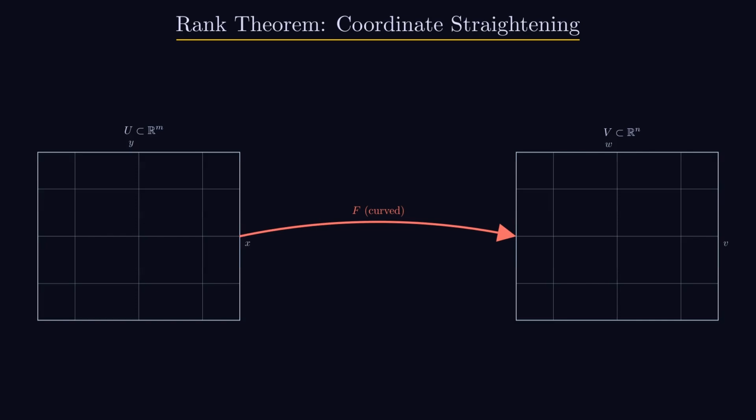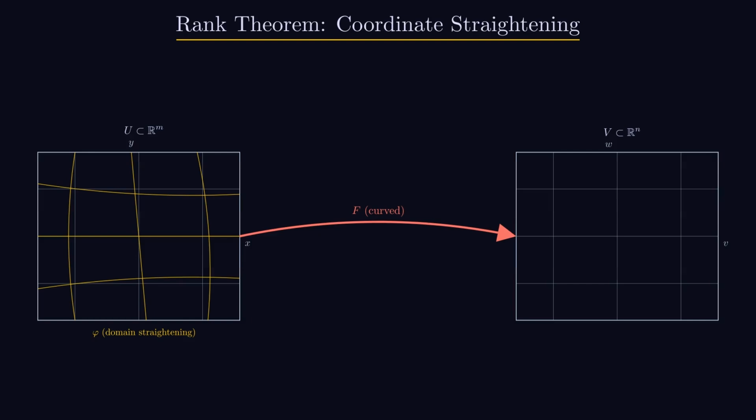The rank theorem guarantees that every smooth map of constant rank r between manifolds can be written in the canonical projection form in appropriate coordinates. This visual shows the coordinate straightening process. The domain open set U in R^m and the codomain open set V in R^n are connected by a smooth map F of constant rank r. In the standard coordinates shown, F is curved, it does not look like a projection.